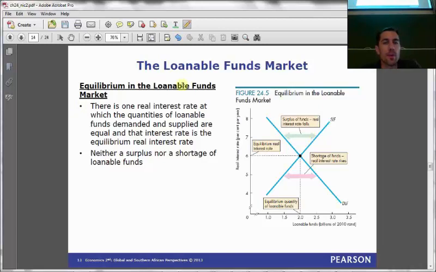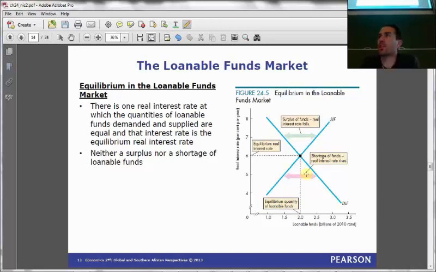So equilibrium in the loanable funds market. There is one real interest rate at which the quantity of loanable funds demanded and the quantity supplied are equal, and that interest rate is the equilibrium real interest rate. So at equilibrium, we don't have a shortage and we don't have a surplus. At an interest rate above our equilibrium interest rate, we would have a surplus of loanable funds. At an interest rate below equilibrium, we would have a shortage of loanable funds.